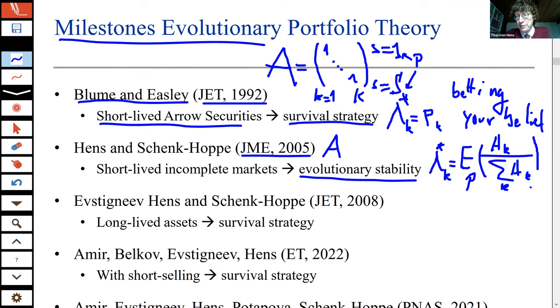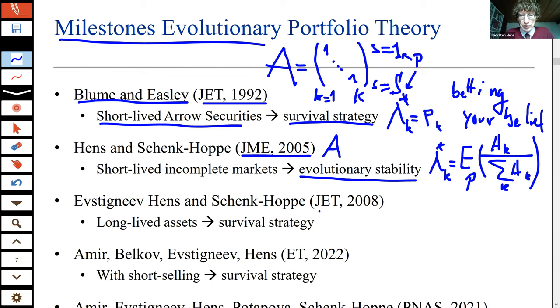So in particular, if you look back to the case of Arrow securities, this is a generalization. If you have a diagonal structure and the sum, then you would again bet your beliefs. But this was the first result which could get rid of the diagonal structure, which is complicated because there will be interactions between markets, side effects, cross effects, and all these types of things.